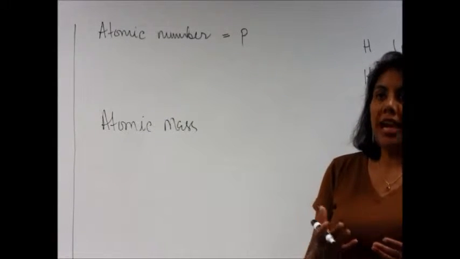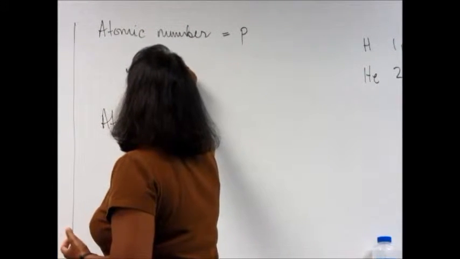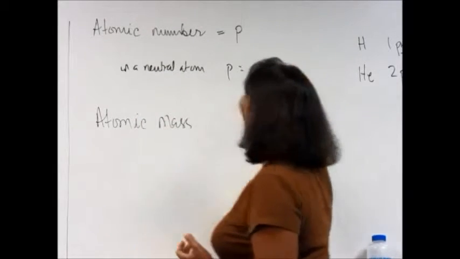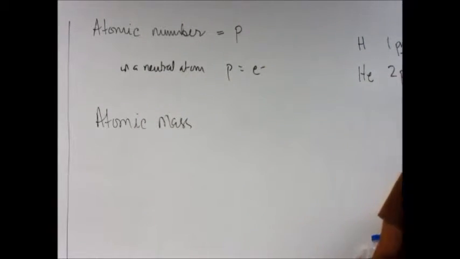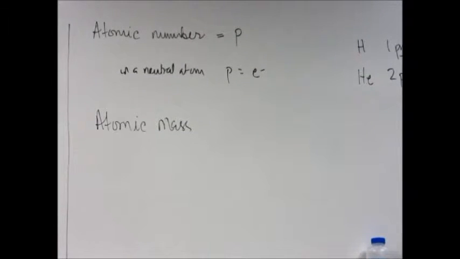In a neutral atom, the number of protons should be equal to the number of electrons because everything is electrically neutral. Okay?